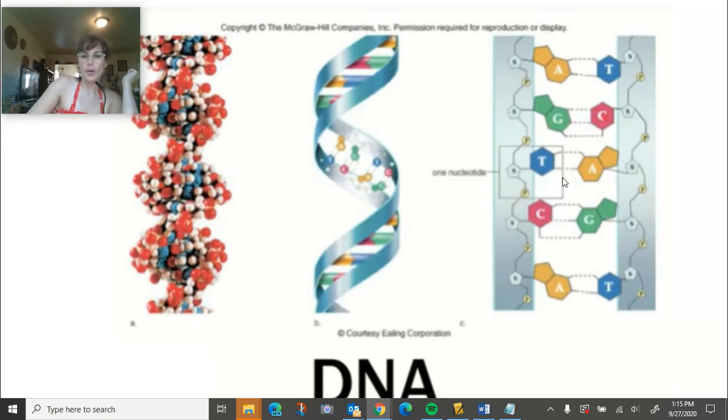All right. So between our thymine and our adenine, we have two hydrogen bonds, okay? But you can see that the cytosine and guanine have three hydrogen bonds, okay? On our sides here, we have our phosphate backbone and our deoxyribose sugar, which is then bonding to our nitrogenous base.